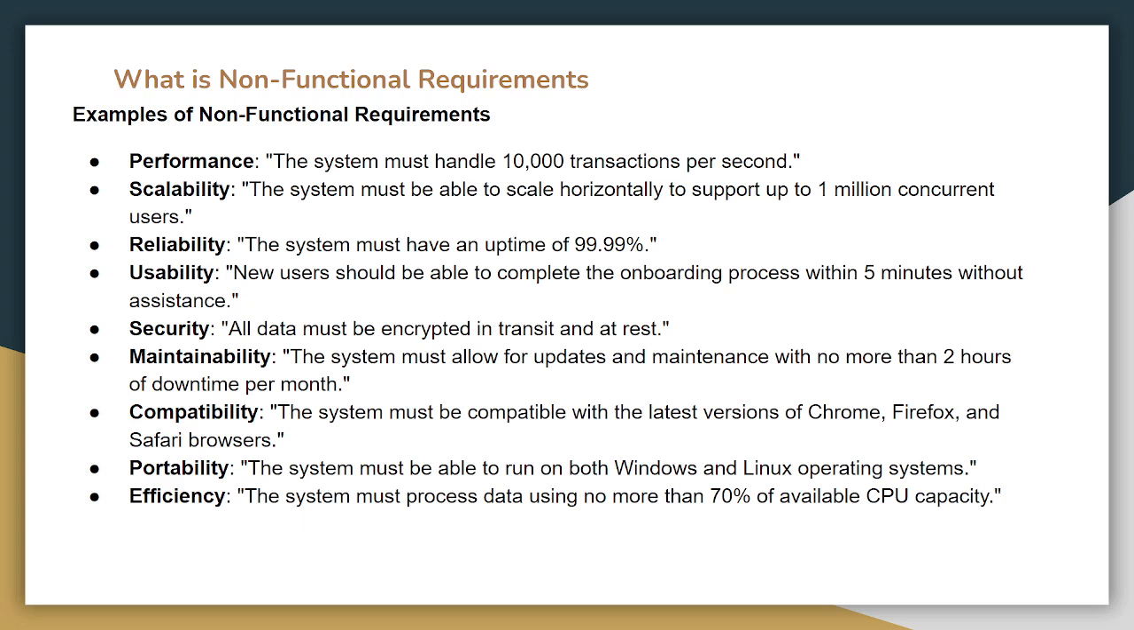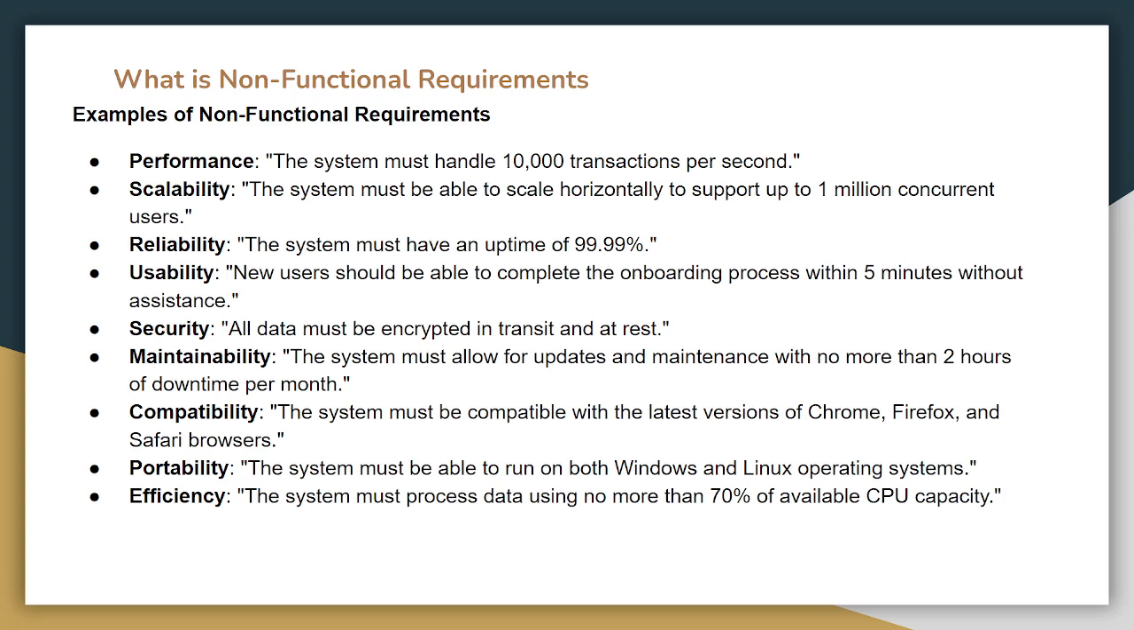Next is scalability. There are two types of scalability: horizontal scalability and vertical scalability. Horizontal scalability is the ability to add more machines or servers to handle the increased load, whereas vertical scalability is the ability to add more resources like CPU or memory to an existing machine to handle the increasing load.